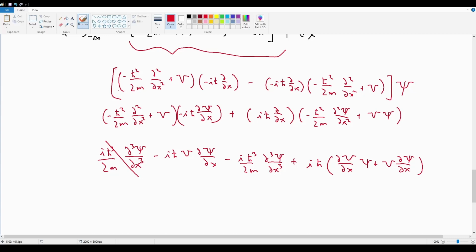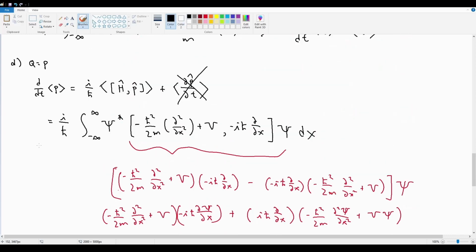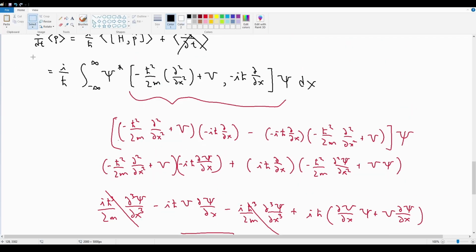Okay, nice. These two terms cancel out, so that's negative i h bar v partial psi with respect to x, plus i h bar partial v with respect to x psi, plus i h bar v partial psi with respect to x. These two terms cancel out, so finally we're just left with this term right here. So if I move that up, right, let's just copy this down.